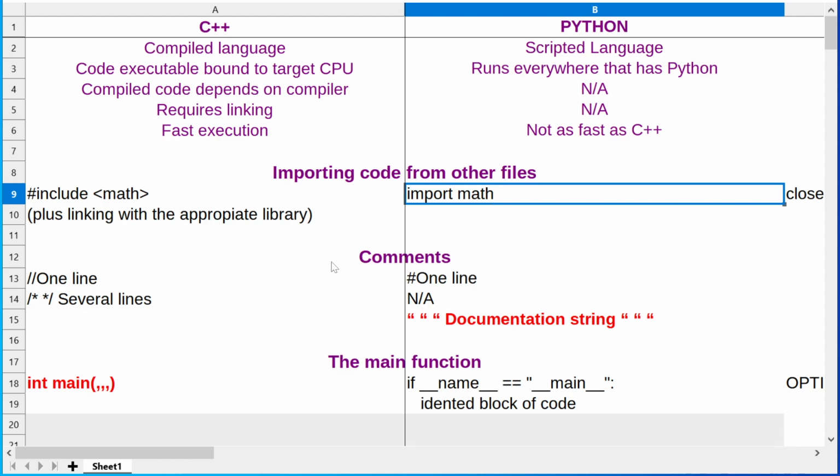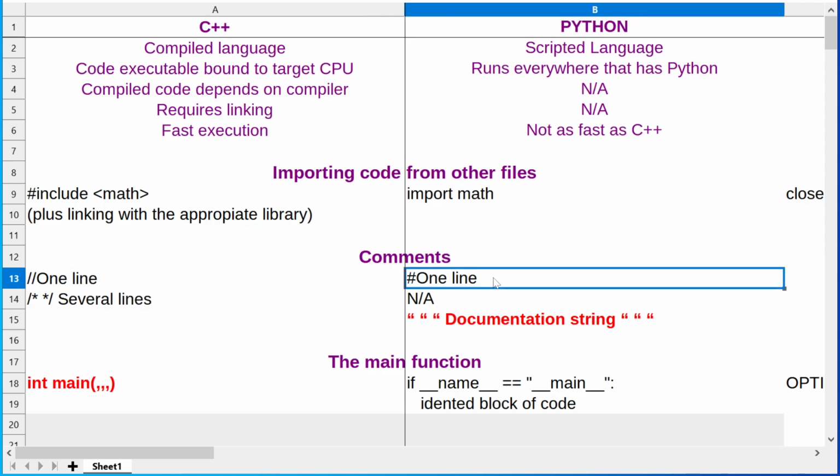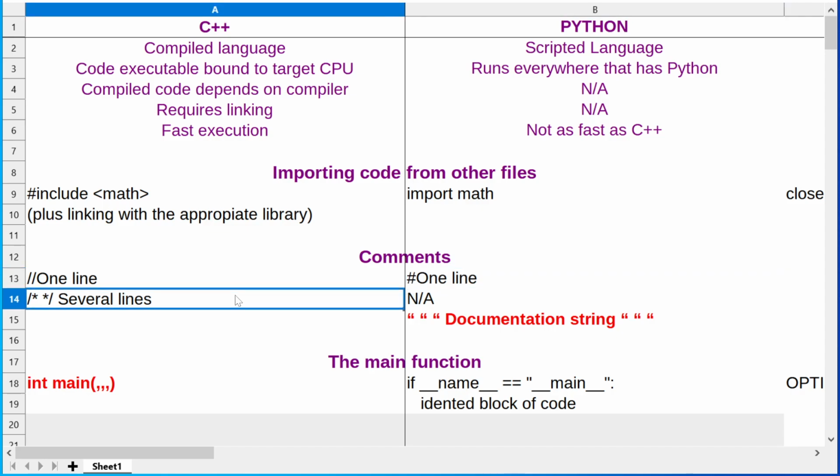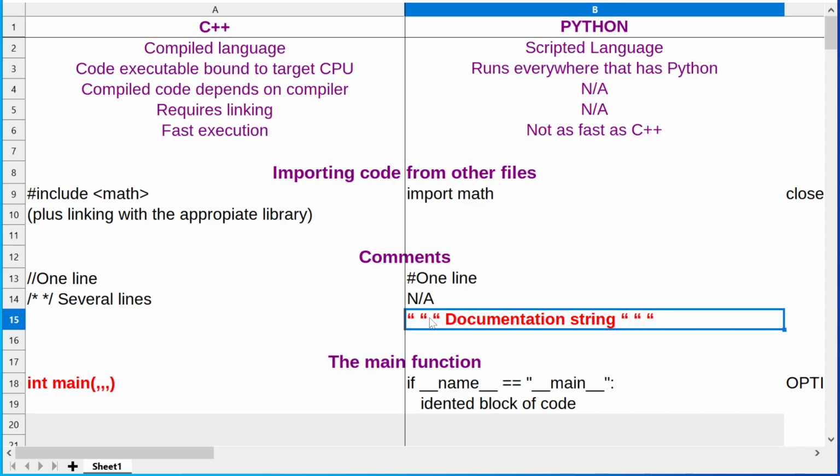If you want to create comments in C++, for a one line comment, you will have to start with //. For Python, a comment starts if it detects the hash sign character. In C++, you can have several lines of comments. There is nothing exactly the same in Python, but you can use documentation strings that are protected by 3 double quotes.